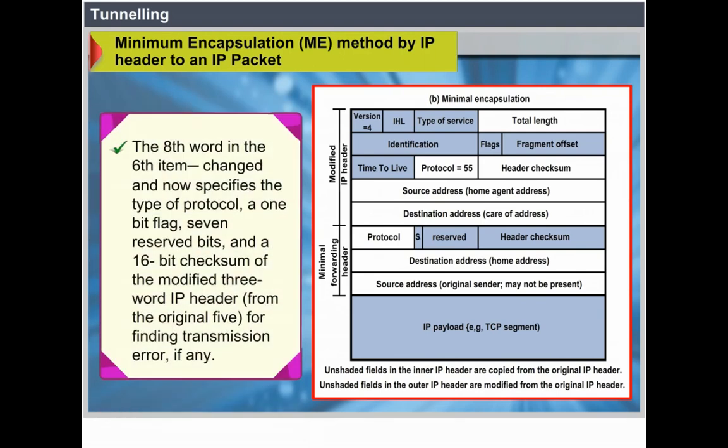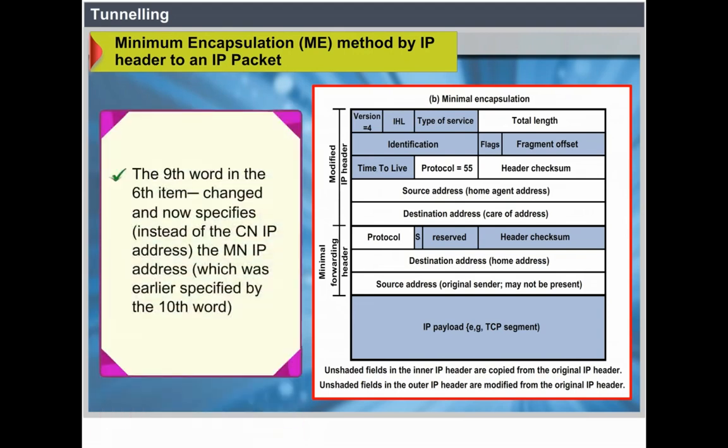The 8th word in the 6th item changed and now specifies the type of protocol, a 1-bit flag, 7 reserved bits, and a 16-bit checksum of the modified 3-word IP header from the original 5 for finding transmission error, if any. The 9th word in the 6th item changed and now specifies, instead of the CN IP address, the MN IP address, which was earlier specified by the 10th word.